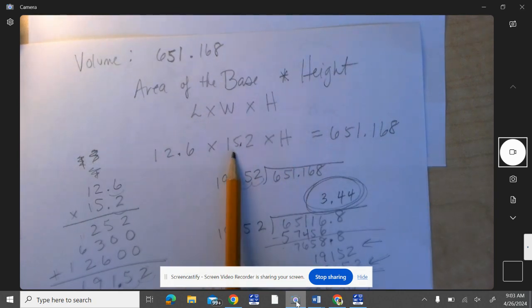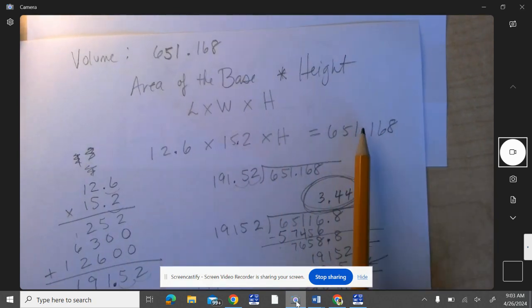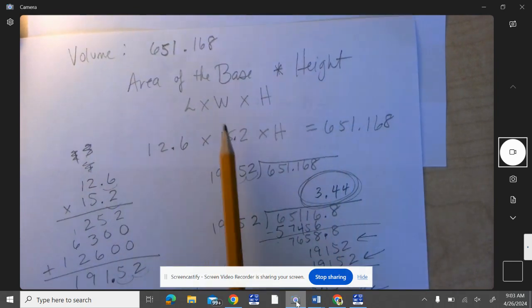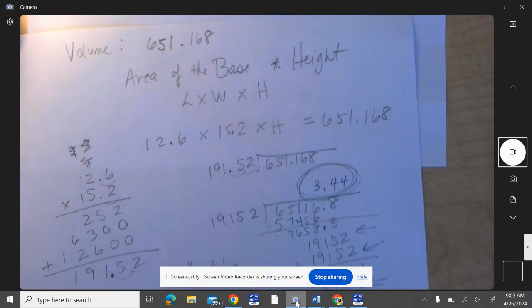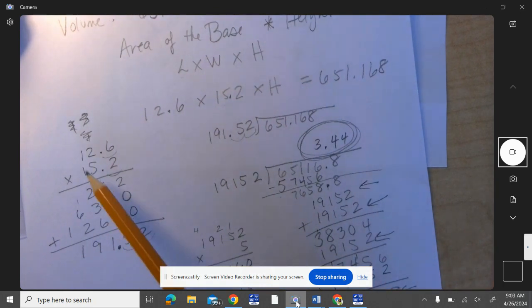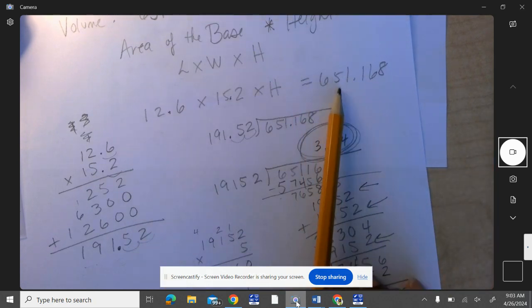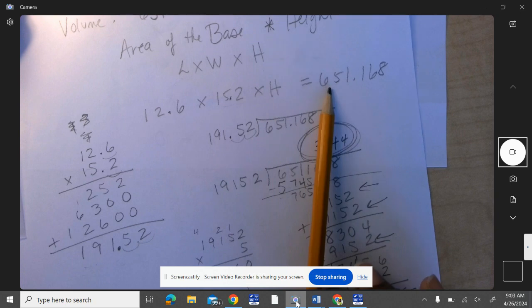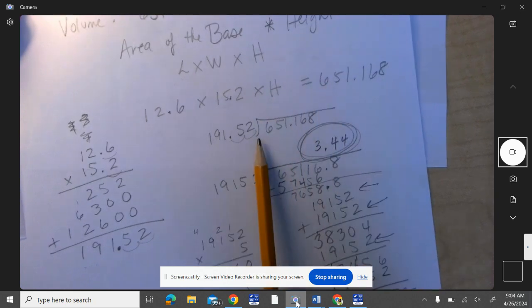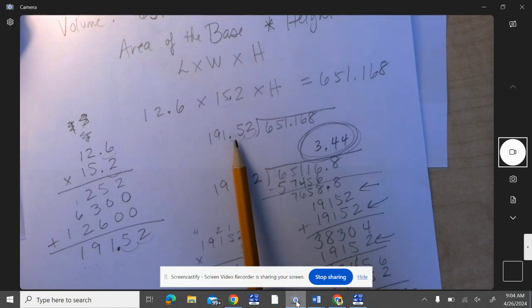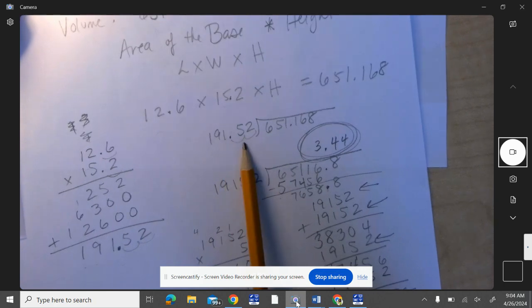So they gave us the length and the width. They're asking for the height. They also gave us the volume. So I multiplied the length and the width. I had to do it by hand because this is a non-calculator portion, which gave 191.52. Got that answer. Now I'm missing the height, but they gave me the volume. So guess what I need to do? Divide. Okay. You can divide decimals. Now, the one rule with dividing decimals is you cannot have a decimal in the divisor. So the decimal here is a no-no.